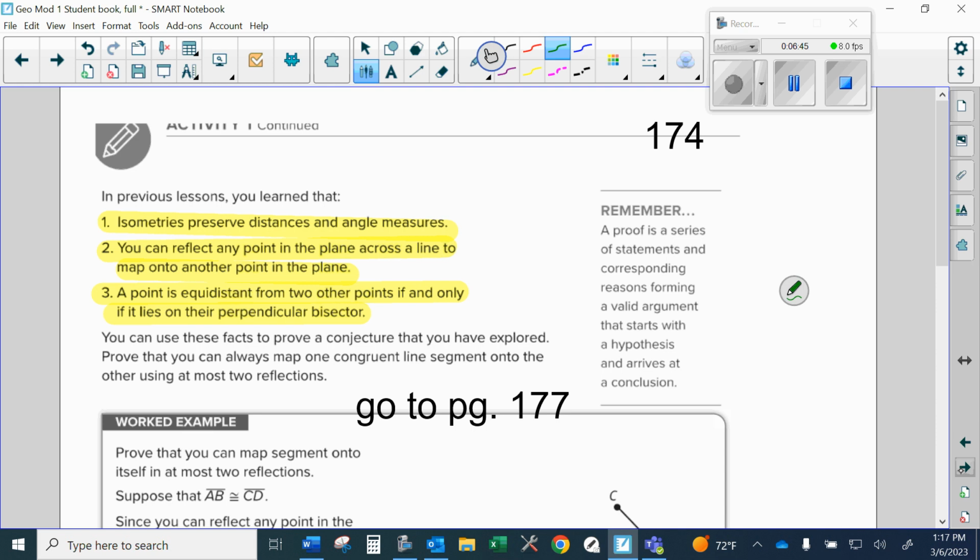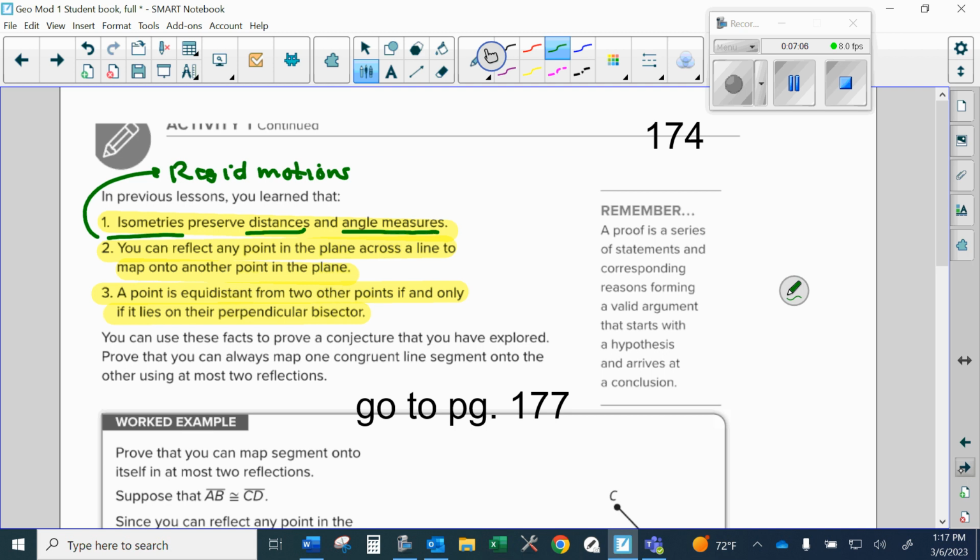Isometries. Remember we talked about isometries. It's the same thing as rigid motions. You have to remember those mean the same thing. So isometries preserve distance and angle measure. That's the big thing they want you to know in the DCAS. So the lengths are the same and the angle measures are the same.